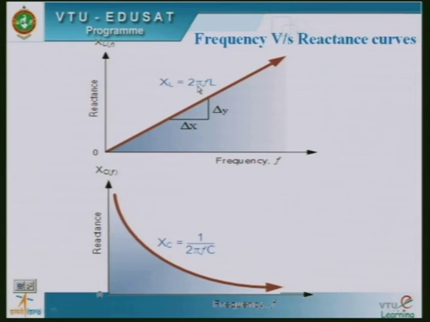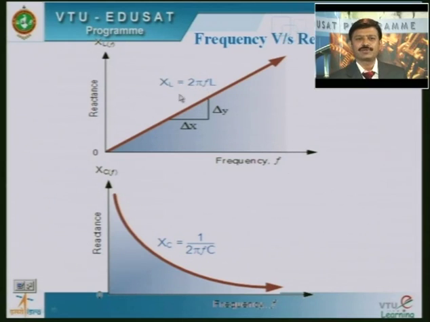Let us continue with this graph. As I told, as frequency is less, inductive reactance is also less, and the circuit behaves like a short circuit. If frequency is increased, inductive reactance also increases, and when frequency is infinite, inductive reactance is also infinite. Then the inductive circuit behaves like an open circuit.